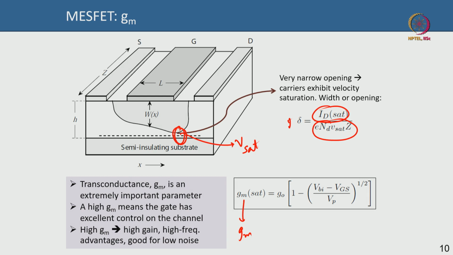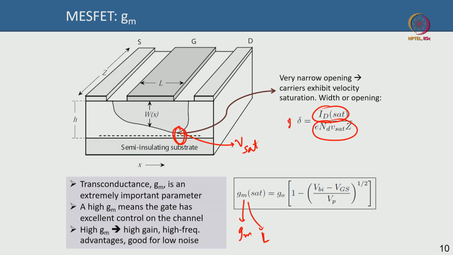A higher GM is always desired, and a higher GM means that your channel control by the gate is excellent. A higher GM also means that you will have lower noise, high frequency advantages, and higher gain, so that is also good for power amplifier. So, high GM is always desirable and a high GM can come from a shorter gate length L. It also comes from shrinking the device dimension, bringing the gate closer to the channel, shrinking the source spacing, etc. A high GM is really important for a good microwave device, whether it is a power amplifier or a low noise amplifier.